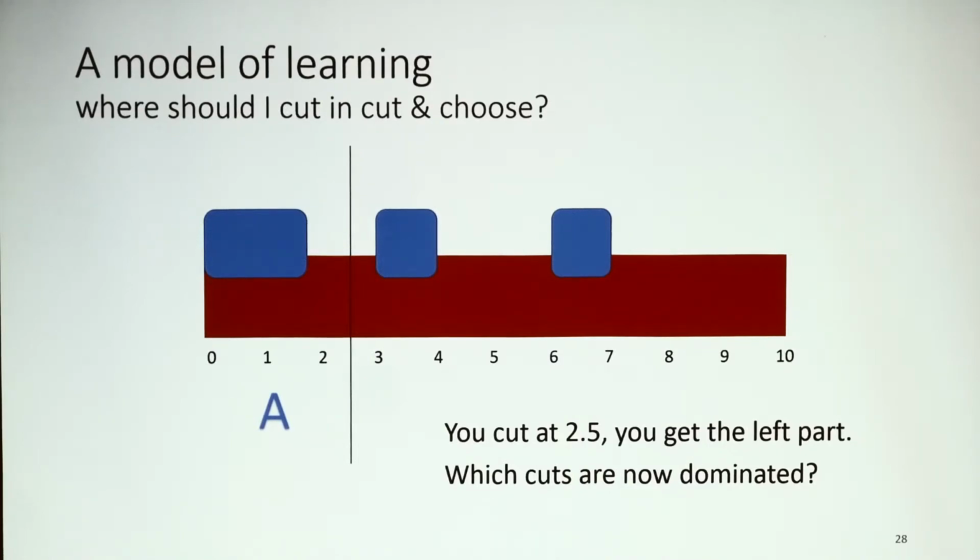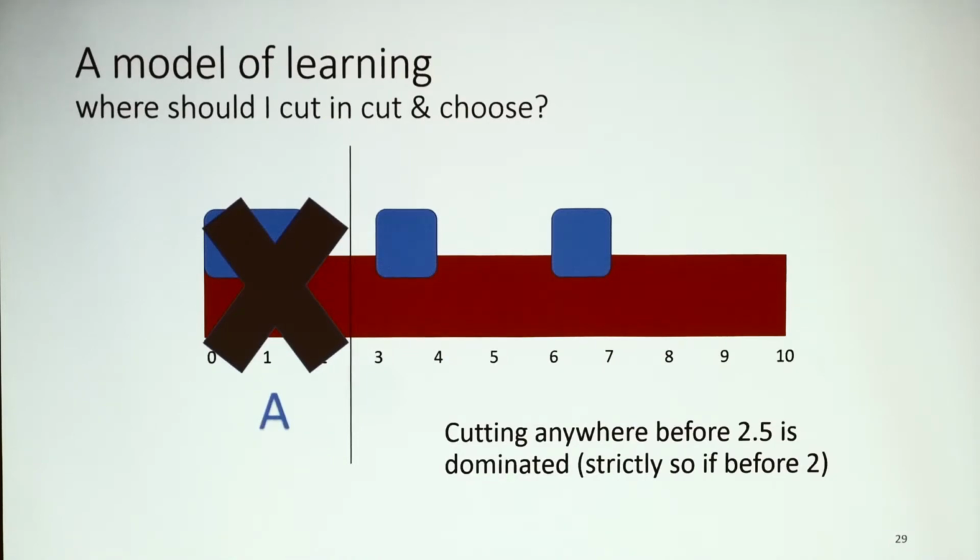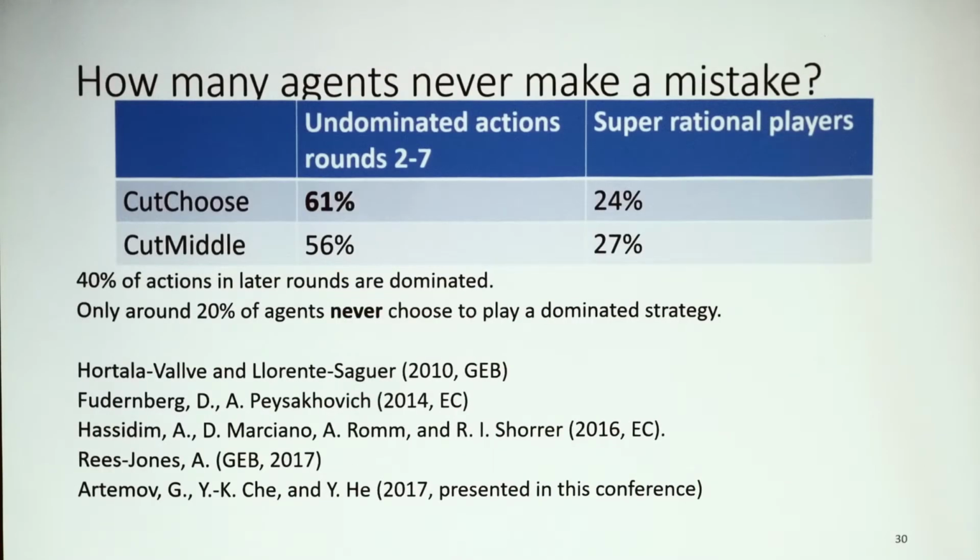The reason is that you should not cut the cake further to the right, because if the player is already choosing left, if you cut to the right, he's also going to choose left, and therefore you are going to get, for yourself, a smaller piece of the cake. So cutting to the right is a dominated strategy. Strictly so if it includes a bit of the cake that you want. We check how many players use dominated strategies in rounds 2 to 7 in both cut and choose and cut middle. So what we observe is that around 40% of the cake cuts use dominated strategies.